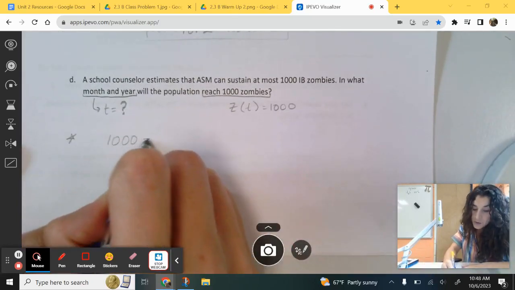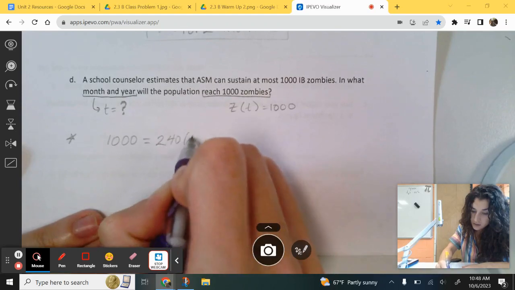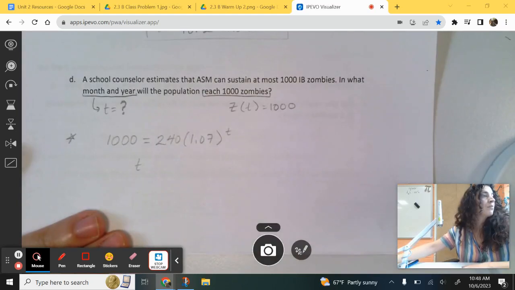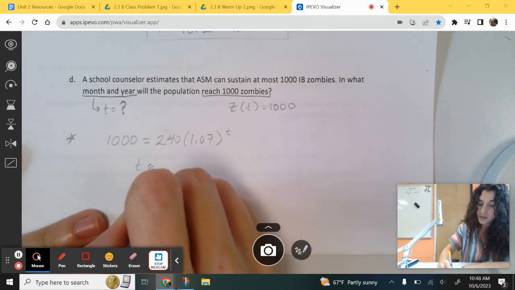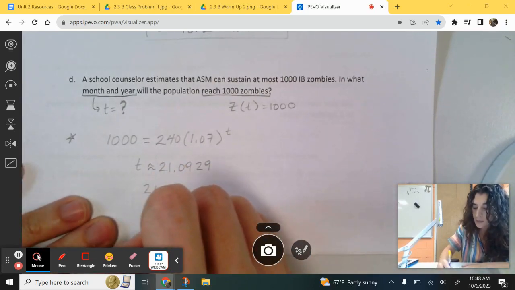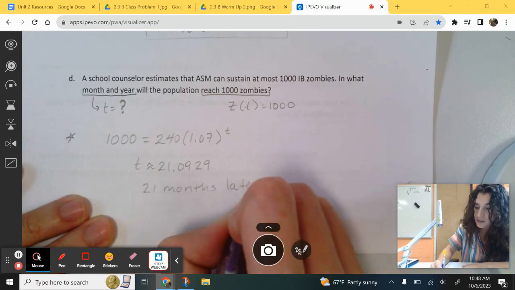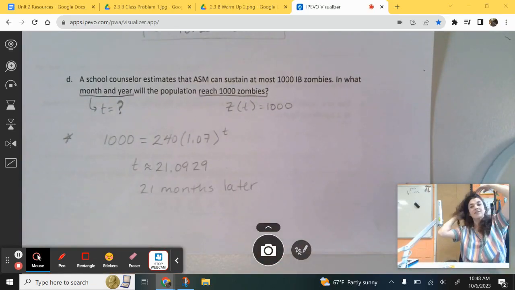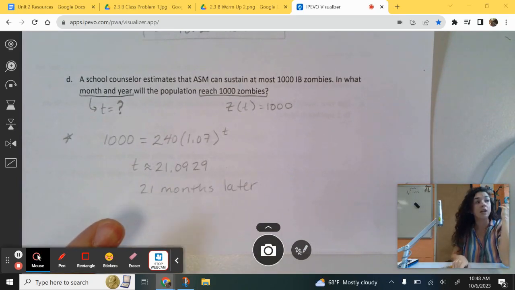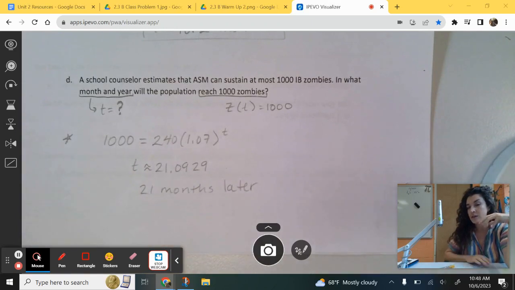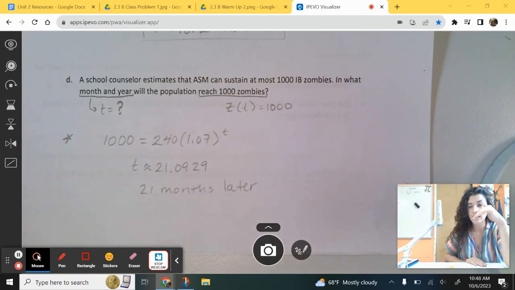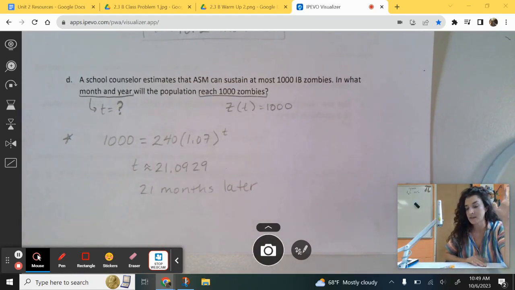So we set this guy equal to 1,000. We numerically solve, and we get that T is approximately 21.0929. So, okay, 21 months later. I'm literally going to sit here and count to, okay, that's just shy of 2 years. First of all, it's 3 months shy of 2 years, right? 2 years would be 24 months. So you could try to work smarter, not harder. But if you are at the bare minimum, I could just count the months using my fingers, right?